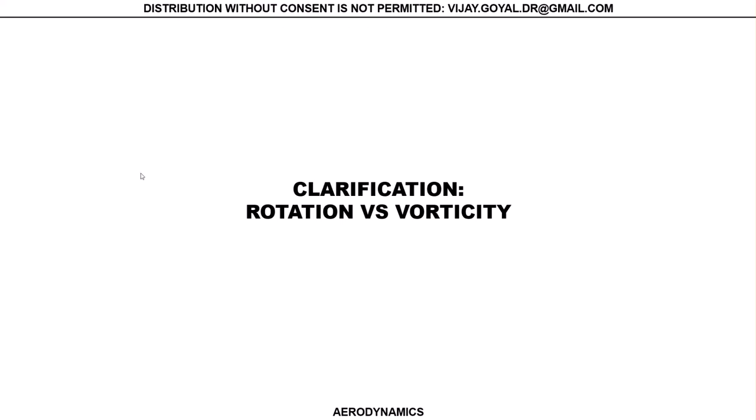So in this lecture, we're going to clarify the concept of rotation and vorticity. Although mathematically they look very similar to each other, so you have omega equal to 1/2 times vorticity, half of the vorticity, or we can also say that vorticity is equal to twice omega, right? However, although mathematically they are the same, they're different concepts.